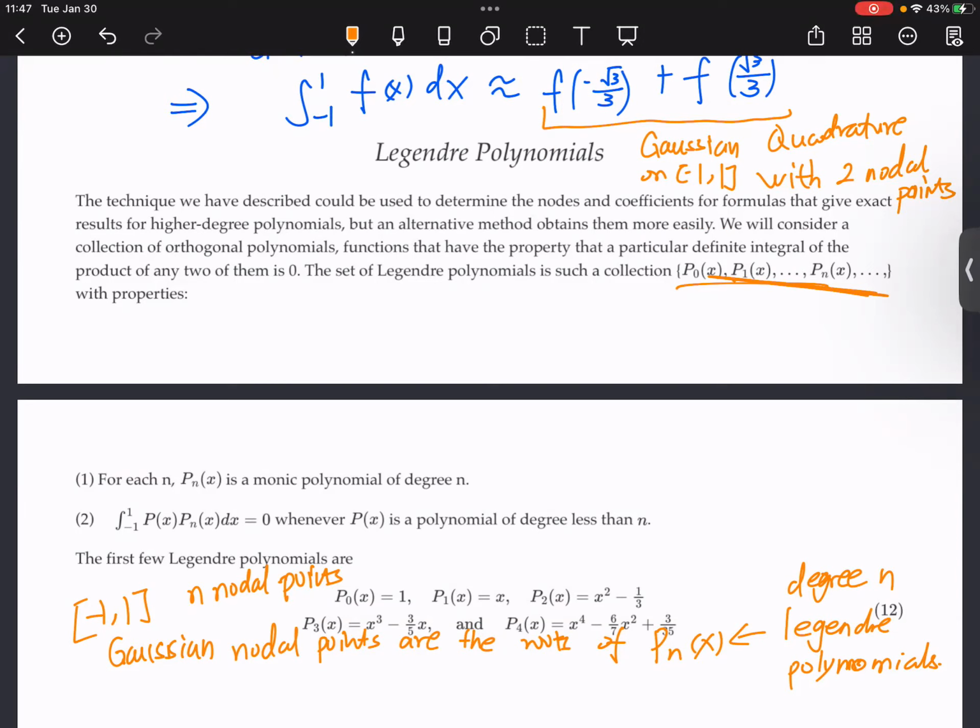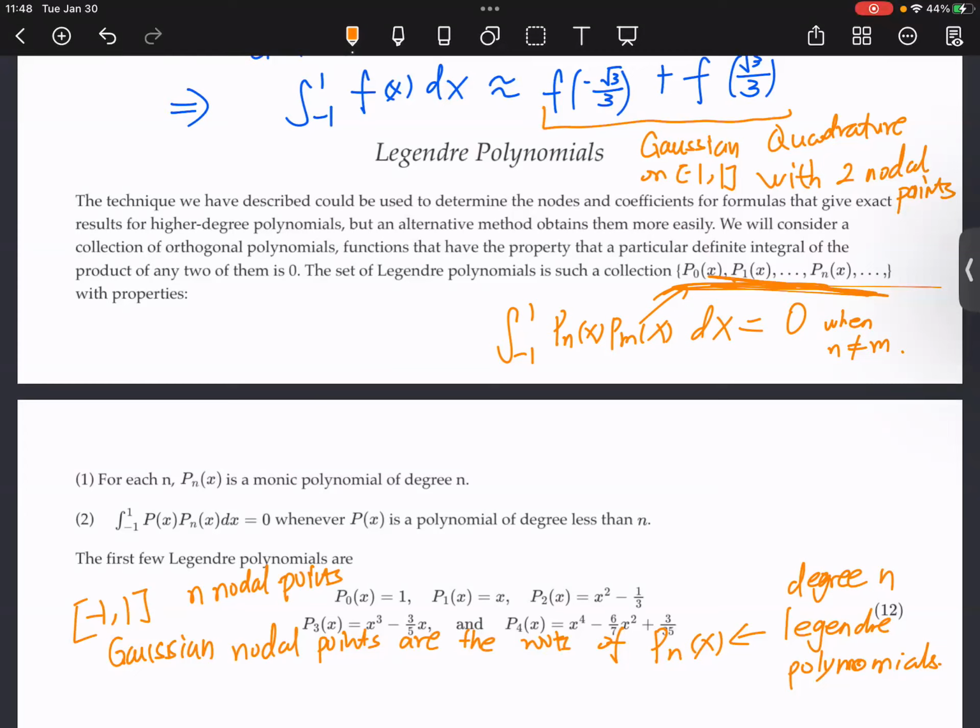So let's say we have the P0 through Pn. Let me just write there, this one would be more clear. So we have P0, P1, up to Pn here. And the property for this one is that the inner product between two polynomials, Pn(x) and Pm(x), the integral of their product dx, is 0 when n does not equal m. And this is the definition of orthogonal, which means that their inner product is 0.